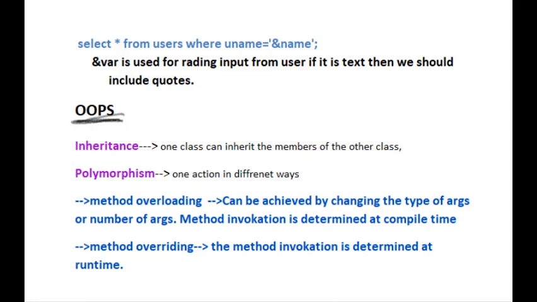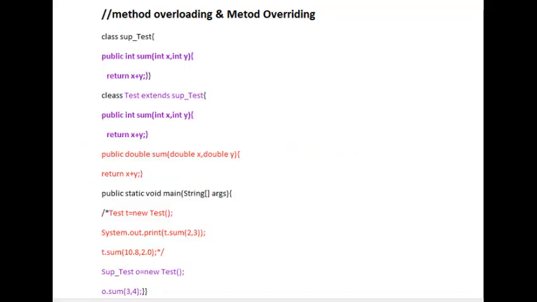Here the interviewer asked to write code for method overloading and method overriding. In a simple program I covered both concepts and differentiated them with highlight color. Some methods in the test class define method overloading. Some method in the sup_test parent class determines method overriding, as the child class has overridden the method from the parent class. You can pause the video and understand the code.